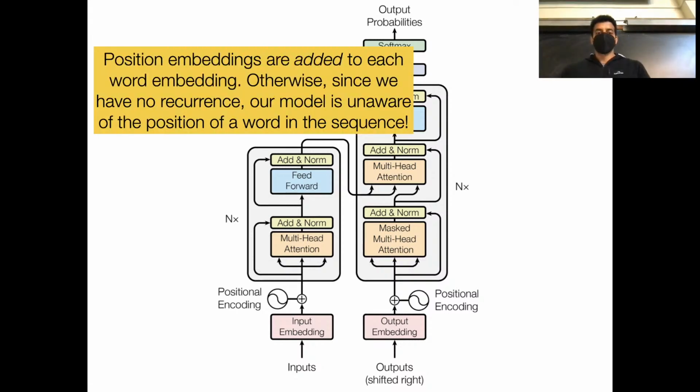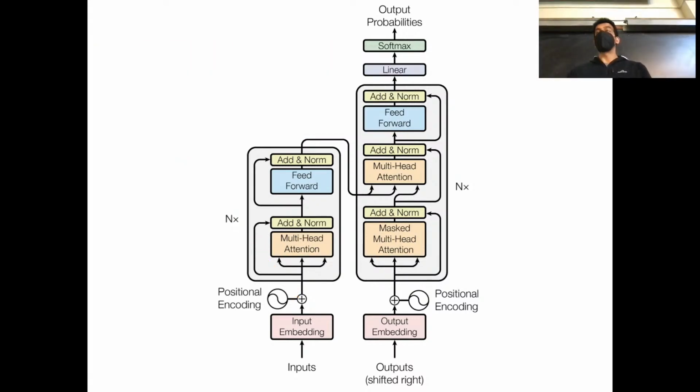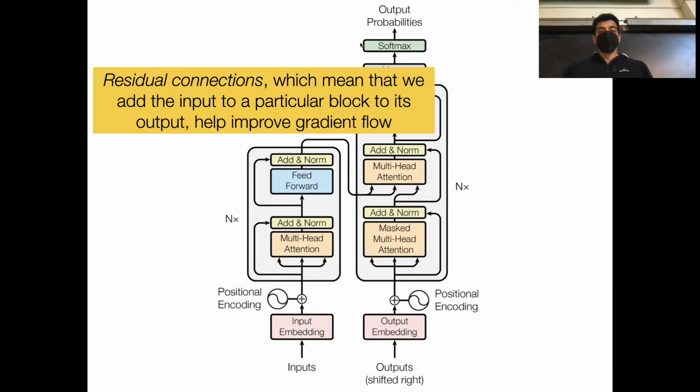Great. So there are things we talked about like the position embeddings. Those are added at the very first layer. These are residual connections, which are represented by this arrow. This means that when I get the output of a particular block, I'm going to add it to the input of that block and then pass the addition of the input and output onto the next layer.